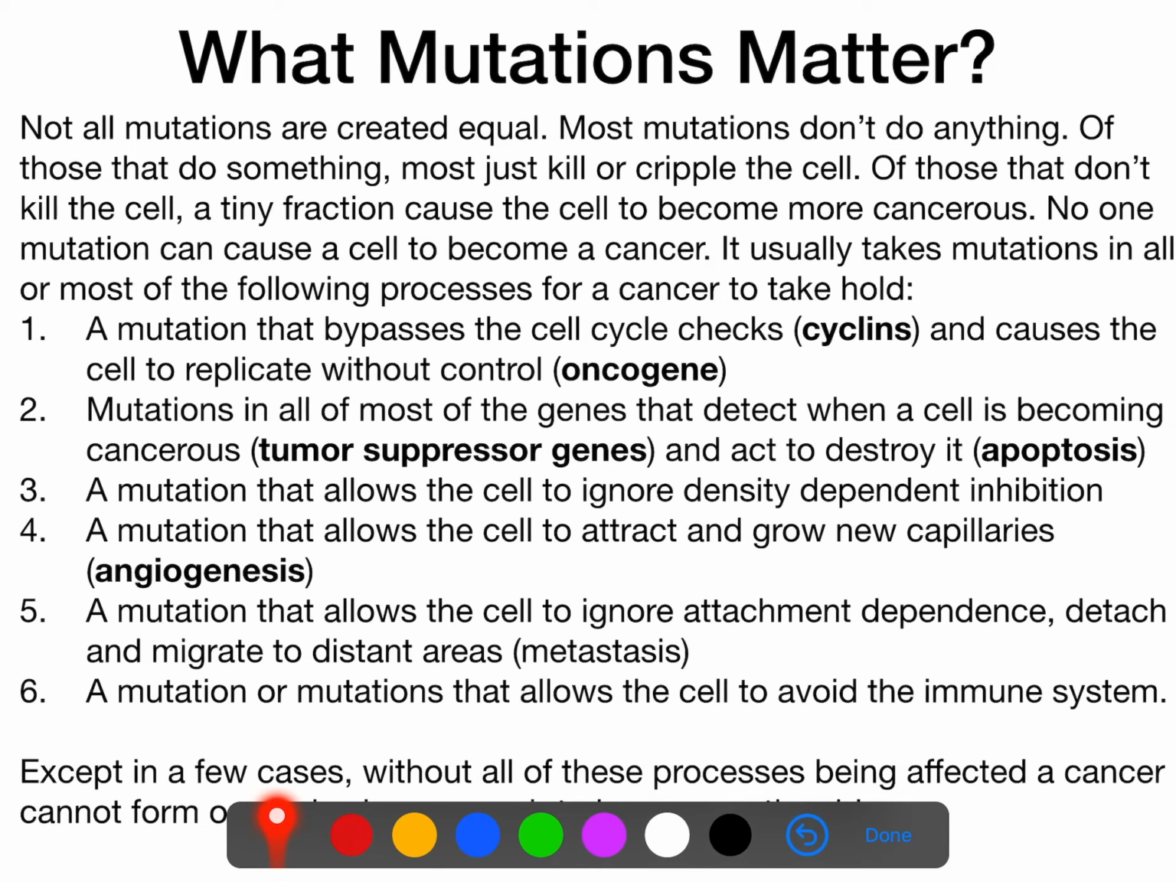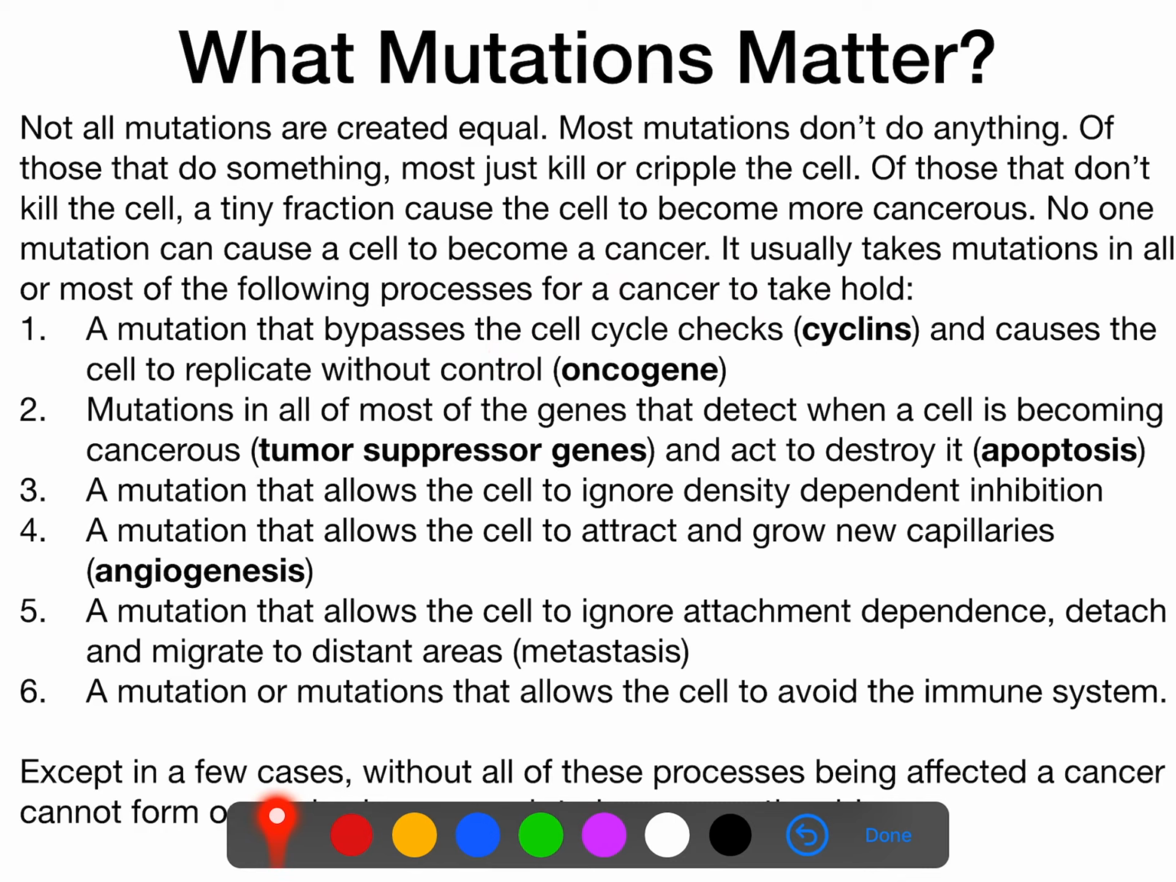Generally speaking, these are the processes that have to be mutated in order for a cancer to happen. So, first off, you have to have something that is going to bypass the cell checks. The G1 checkpoint and the G2 checkpoint. Without the ability to just bypass and blow through those, the cell won't be growing out of control. It'll still be controlled. These genes are called oncogenes.